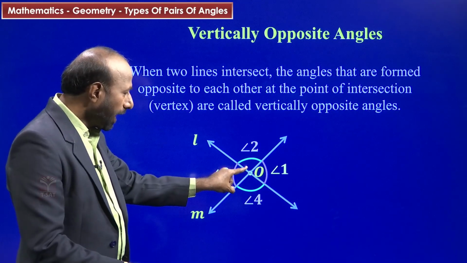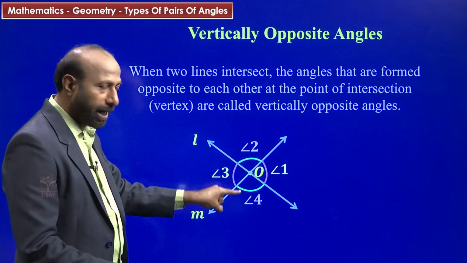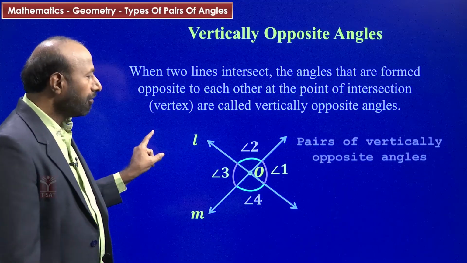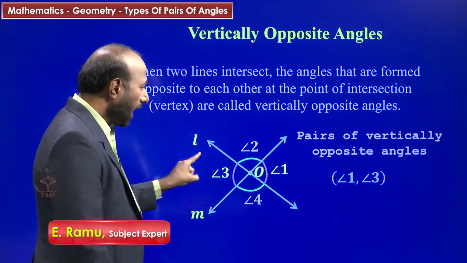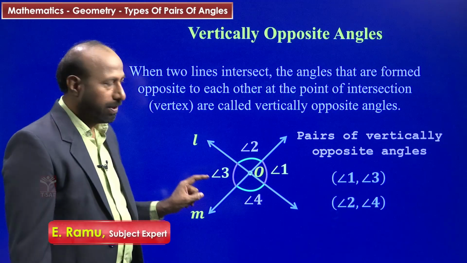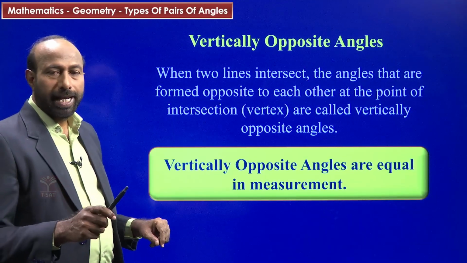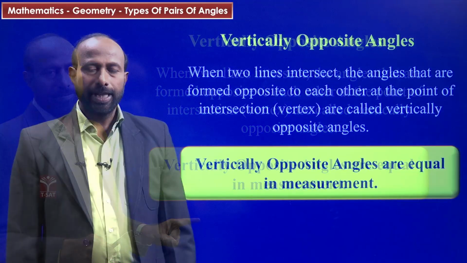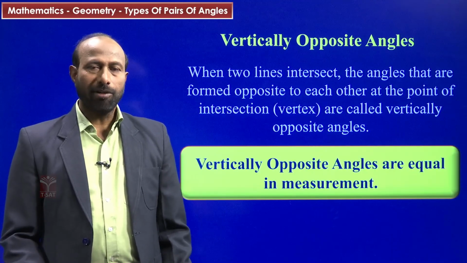That is, the angle opposite to 1 is angle 3 and the angle opposite to 2 is angle 4. So, the pairs of vertically opposite angles are angle 1 and angle 3 as well as angle 2 and angle 4. Okay. So, usually vertically opposite angles are equal in measurement. In this class, we learned about what an angle is and what the types of pairs of angles are.